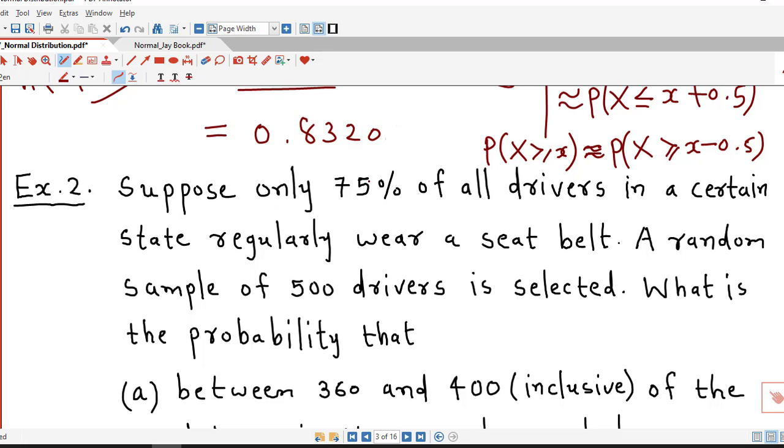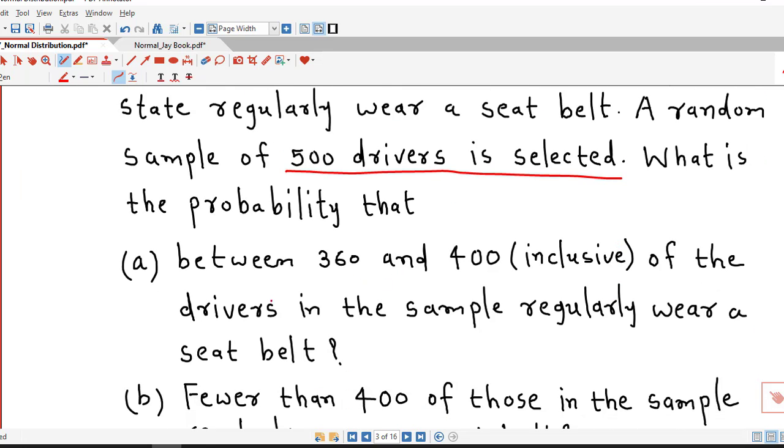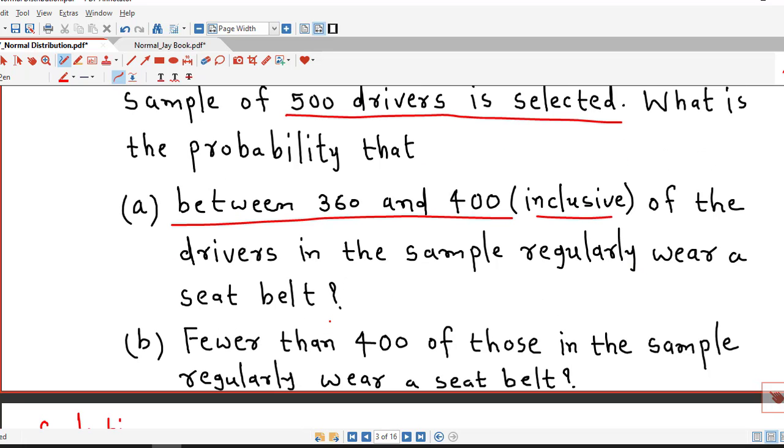Example number 2. Suppose only 75% of all drivers in a certain state regularly wear a seat belt. A random sample of 500 drivers is selected. What is the probability that between 360 and 400 inclusive of the drivers in the sample regularly wear a seat belt? Fewer than 400 of those in the sample regularly wear a seat belt.